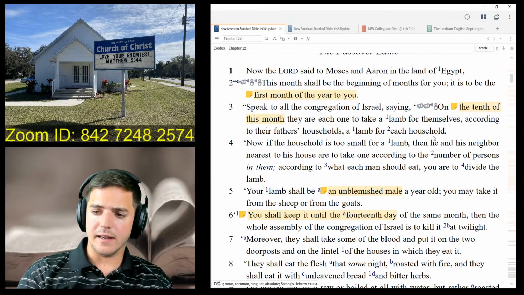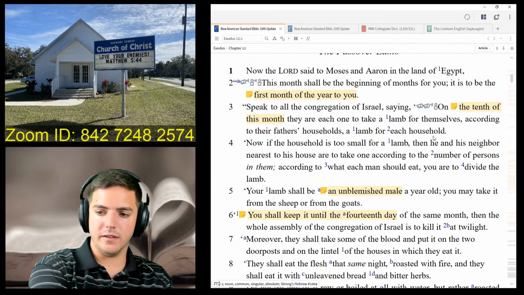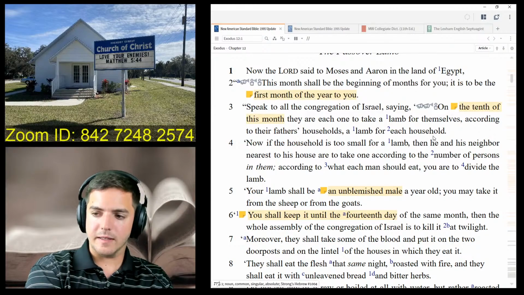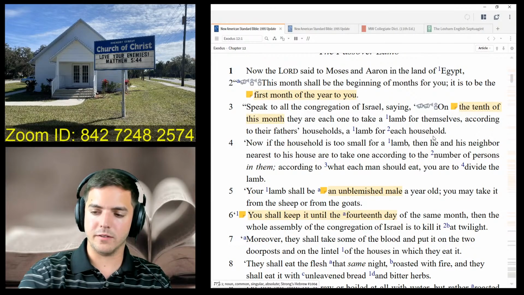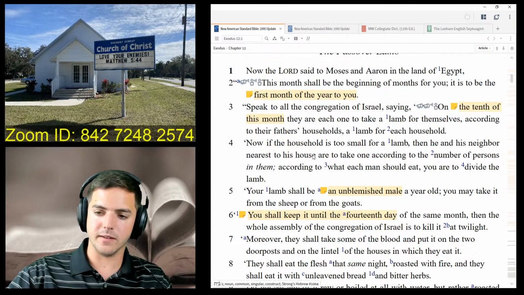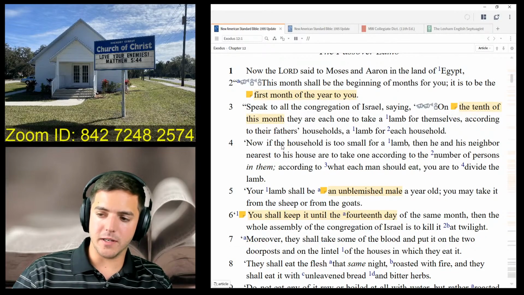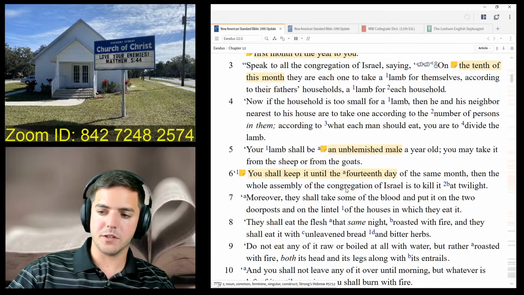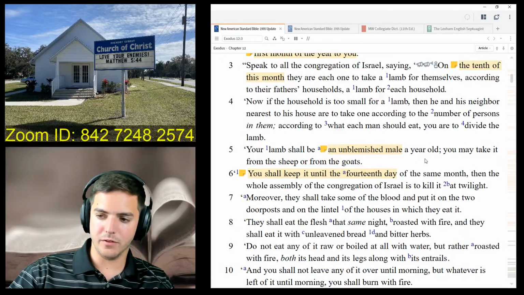Now in Exodus 12, he says this in verse 4, "If the household is too small for a lamb, then he and his neighbor nearest to his house are to take one according to the number of persons in them, according to what each man should eat, and you're to divide the lamb. Your lamb shall be an unblemished male, a year old. You may take it from the sheep or from the goats."